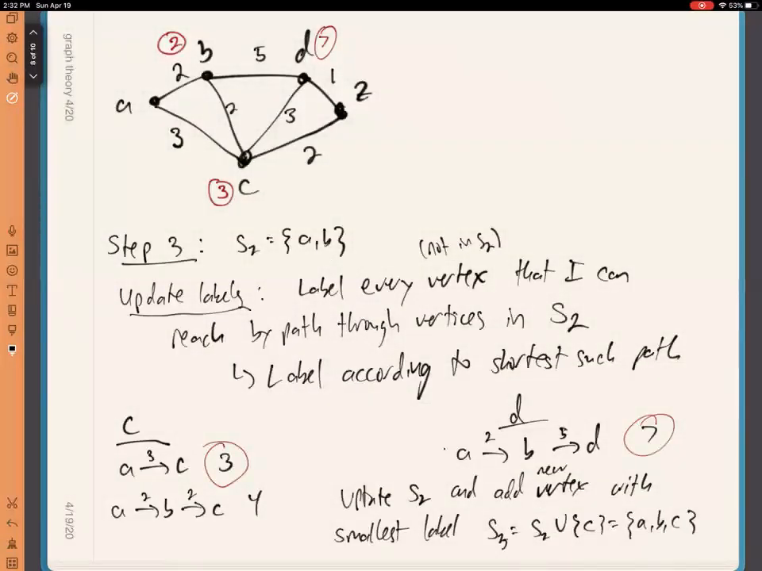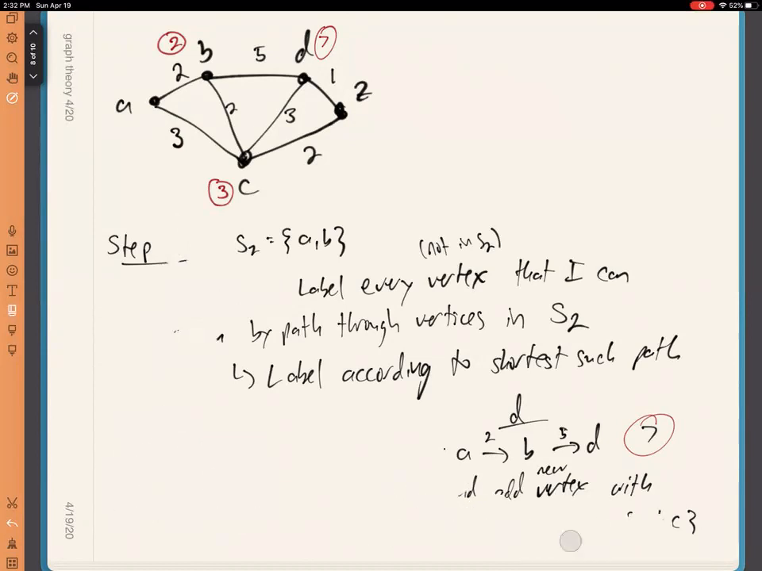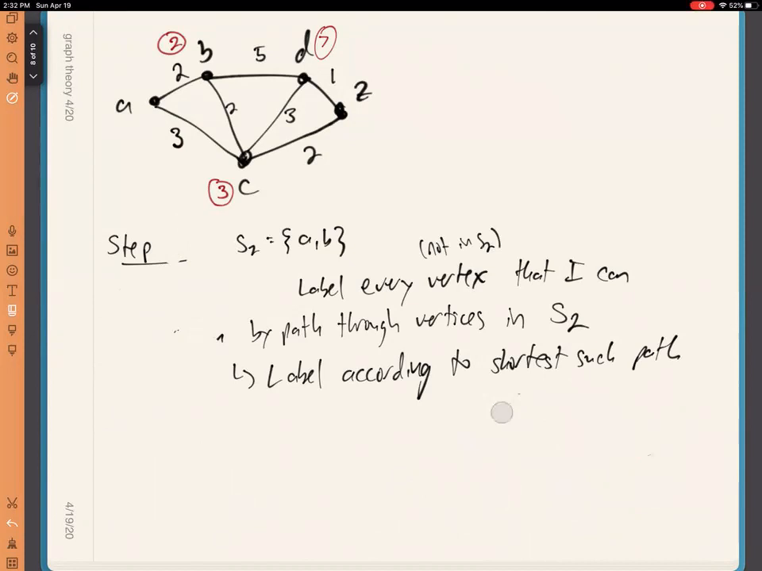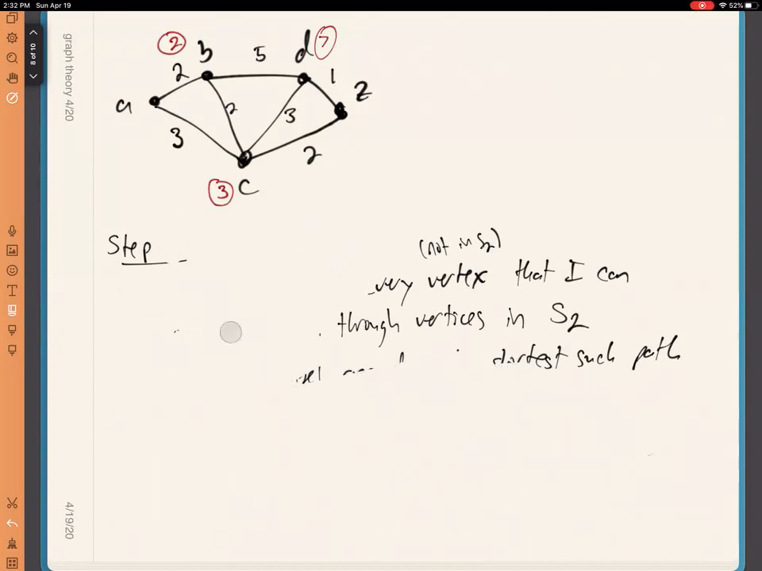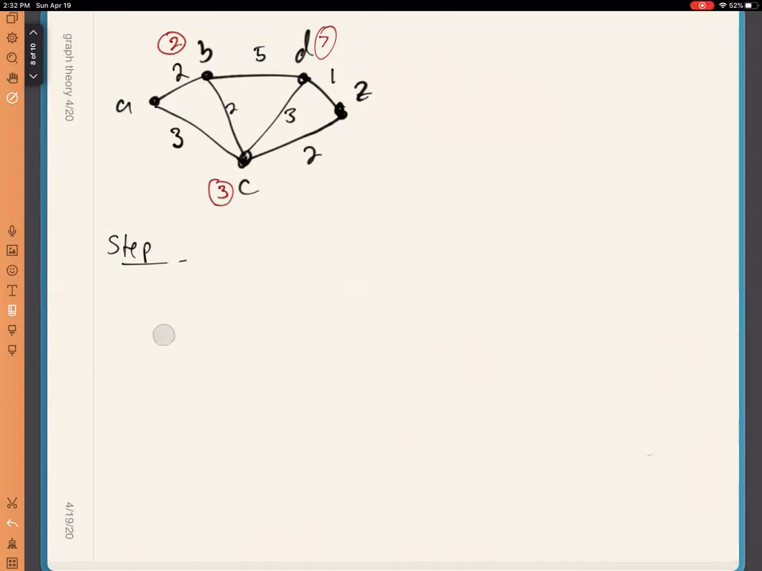Actually, let me just go back. This is not going to be great for the printed out notes, but it's better for the video if I just stay on this page. So let's now move on to step 4. I'm just going to erase this all. I haven't eliminated all the information because we have the labels on the graph, which will help us keep track of everything. Let's just remind ourselves that S3 from the previous step was A, B, and C.